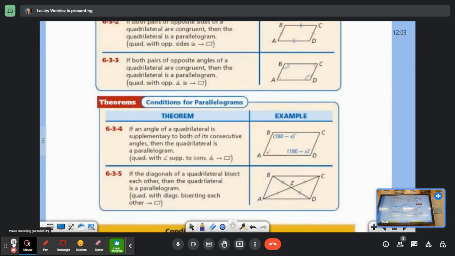Here's another one. If an angle of a quadrilateral is supplementary to both of its consecutive angles, then we have a parallelogram. Okay, we talked about this.